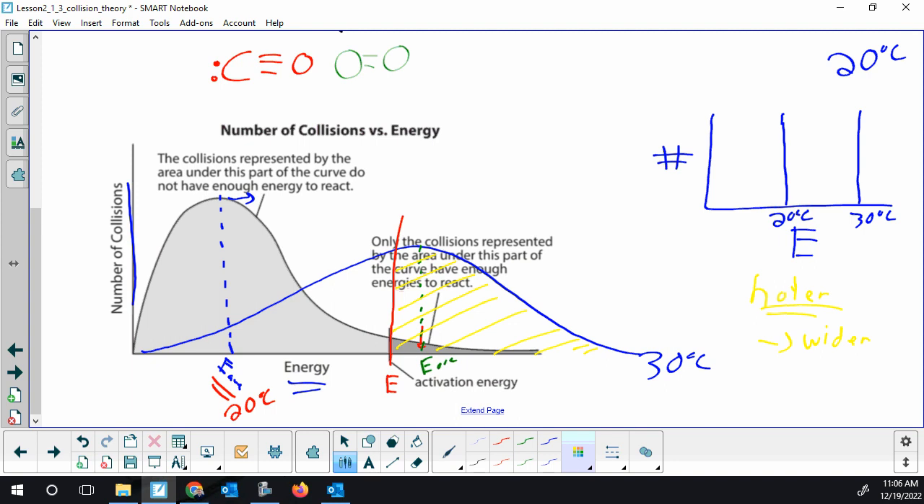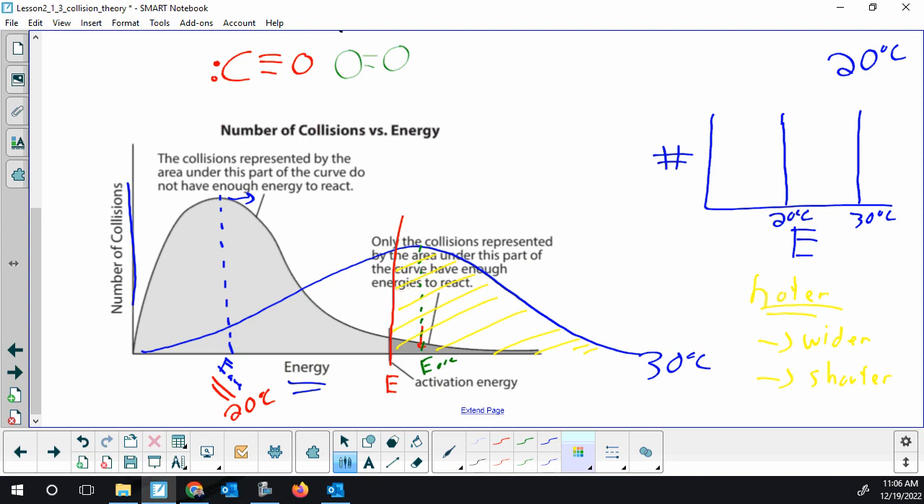Hotter temperatures, higher energy distribution, fatter and shorter distribution. Okay? It's not a coincidence that I made that shorter. So wider. Okay. The total count or area under our curves are staying the same because we're not changing the number of particles.